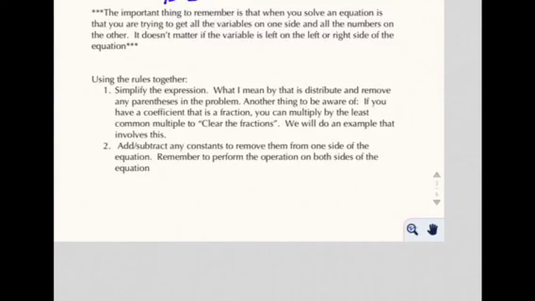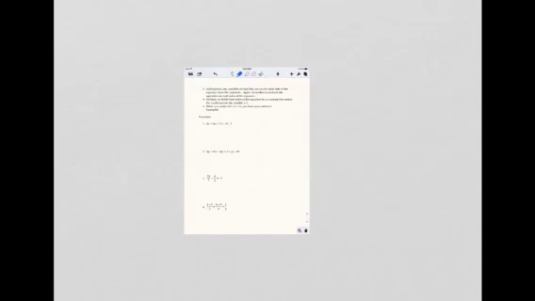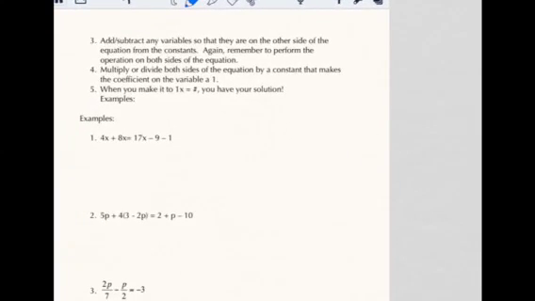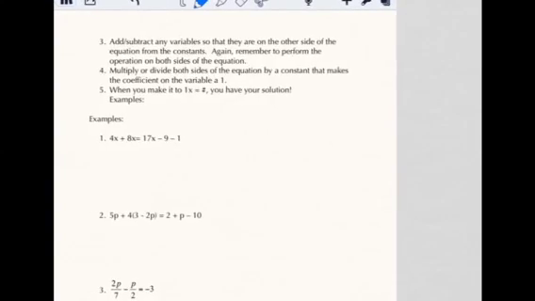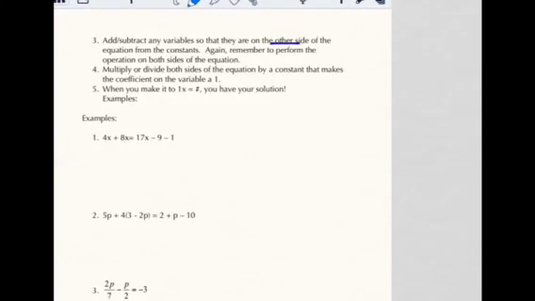The second thing to do is add or subtract any constants, and then to remove them from one side of the equation, remember to perform the operation on both sides. You can also do your variables first, so either move all the variables or all the constants. That's step 3. Add or subtract any variables so they are on the other side of the equation from the constants. Again, remember that whatever you do to the left, you must also do to the right.